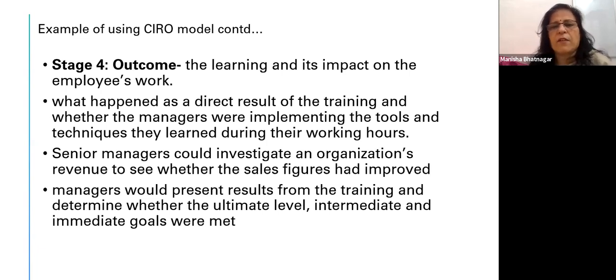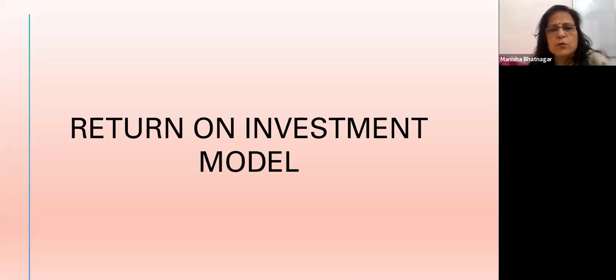So, that is a scientific way of doing things in the CIPP model. And this was one example where the CIPP model could have been used.